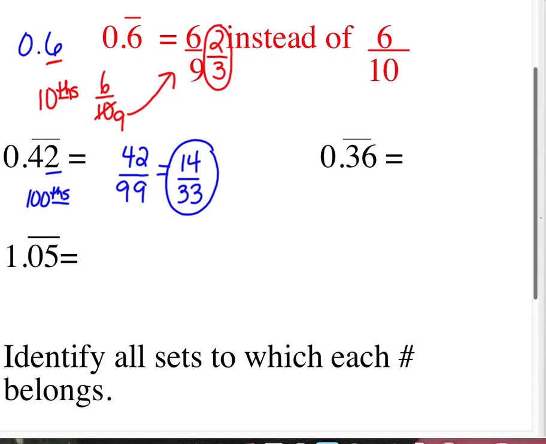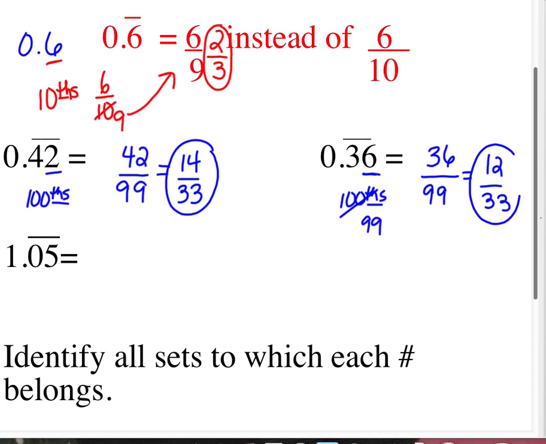Okay, let's look at the next one. 0.36 repeating. It's in the hundredths place, but we can't use the hundredths because it's a repeating decimal, so we're going to use the 99. 36 over 99, and simplify it down, 12 over 33. Simplest form. And again, if you were to take 12 divided by 33, you would see that it equals 0.36363636, and it never ends.